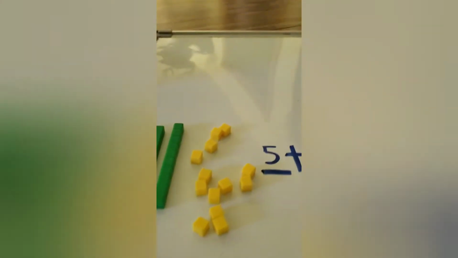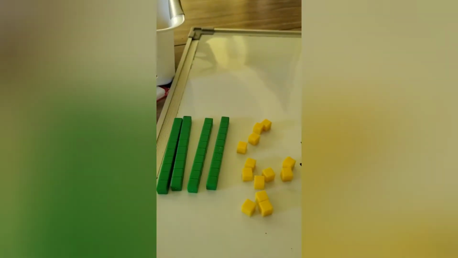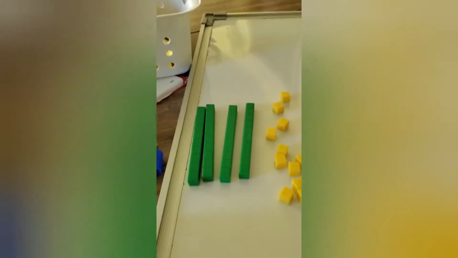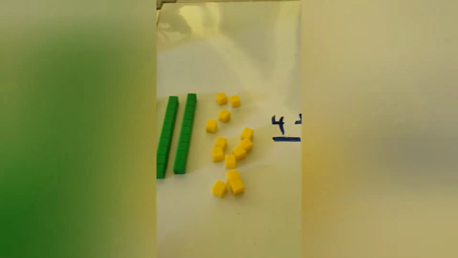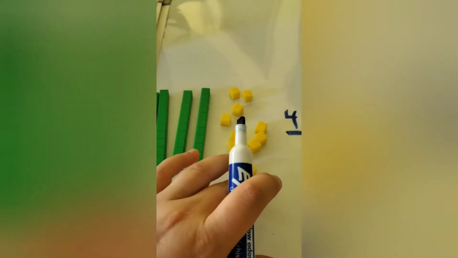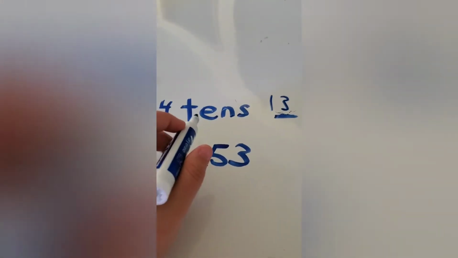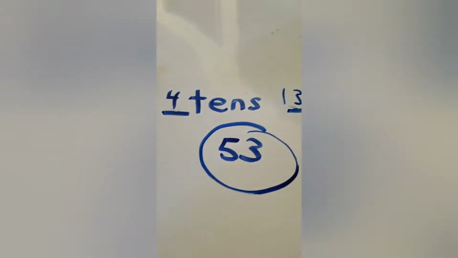So now let's add up how many ones I have and how many tens I have. So how many tens do I have now? 1, 2, 3, 4. Okay, and then how many ones do I have? 1, 2, 3, 4, 5, 6, 7, 8, 9, 10, 11, 12, 13. I have 4 tens and 13 ones. So now let's add these up to see if it still equals 53.